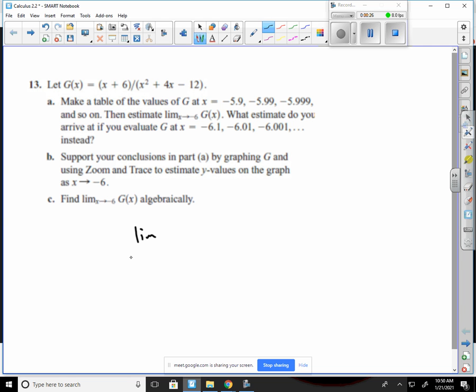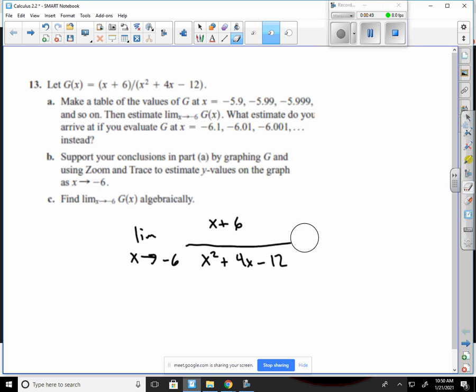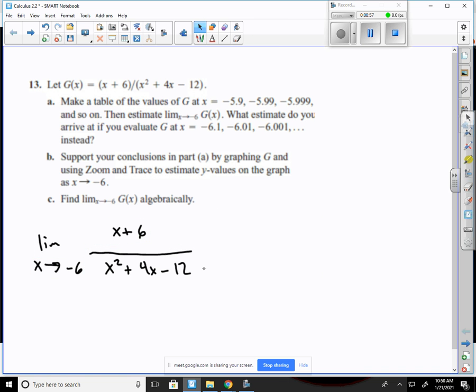It's the limit as x approaches negative 6 of g of x, which is just this equation: x plus 6 over x squared plus 4x minus 12. So anytime it says to solve these algebraically, it means that we're not going to graph it or anything, because that was part A and B basically. So now it says there's something that we can do with this to make it in a simpler form.